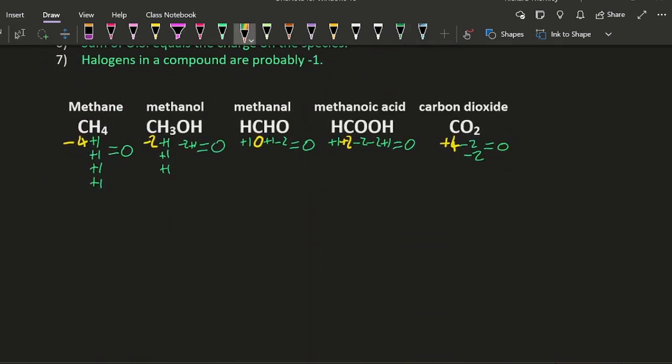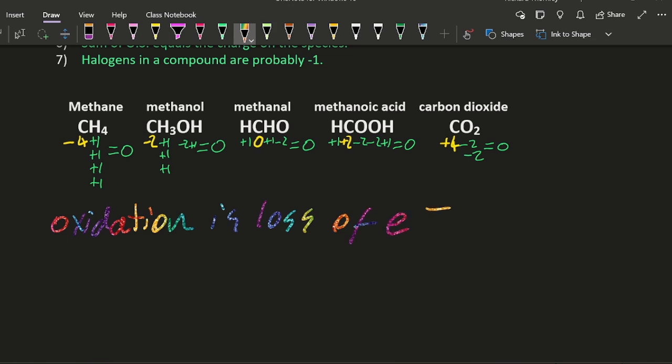So let's just recap. What is oxidation? There are 3 things you need to know. Oxidation is a loss of electrons. It's a loss of hydrogen. And it could be a gain of oxygen.